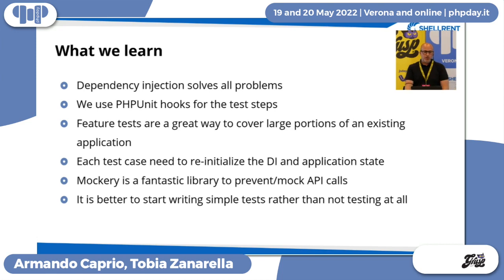Okay, so we are now approaching the end of the presentation, but just let me go through the key points of what we learned from our experience. We saw that dependency injection solves all the problems, more or less. We use PhpUnit hooks for the test steps, which are very useful. Each test case needed to reinitialize the DI and the application state. And we found out Mockery is a fantastic library to prevent API calls.